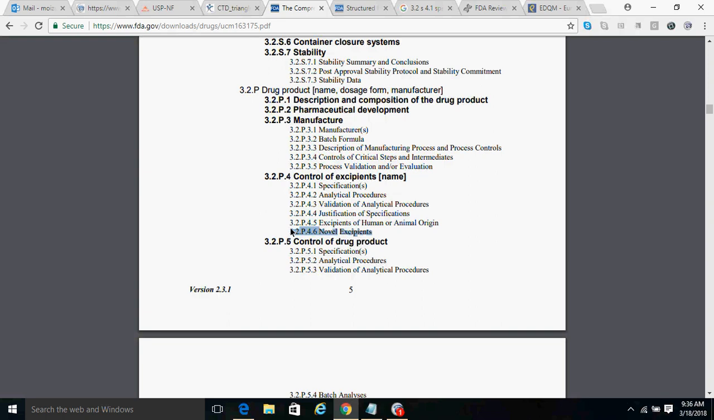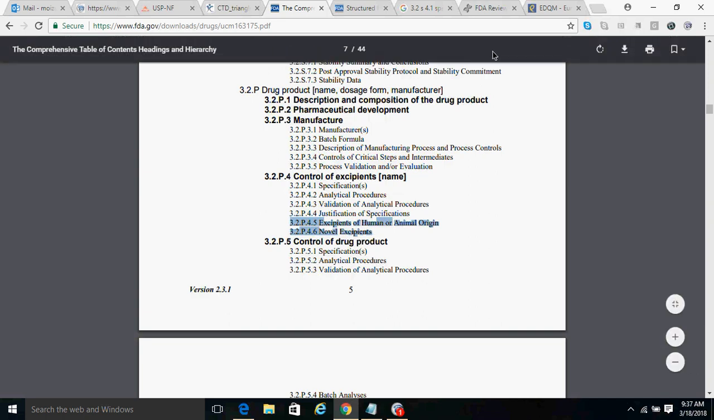Sometimes novel excipients is a one-page section. And the second question is excipients of human or animal origin. Sometimes this section goes empty. Let's talk about these two sections, 3.2.P.4.5 and 3.2.P.4.6. You are saying that your drug has no animal or human content. For that section, just one line is enough. Second one, 3.2.P.4.6: there are no novel excipients. That's it. Your section is done.